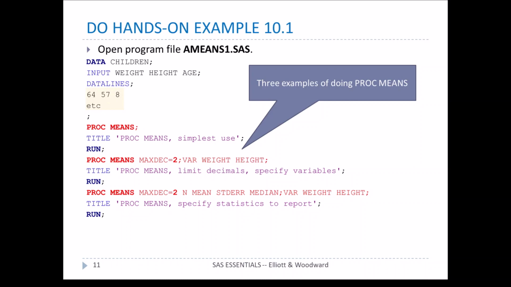And then the third one, we're going to do PROC MEANS, again, maxdec. Now we're going to specify which statistics we want to use: n, mean, standard deviation, median, and then a semicolon, and then we also list 2 variables to include in the output.